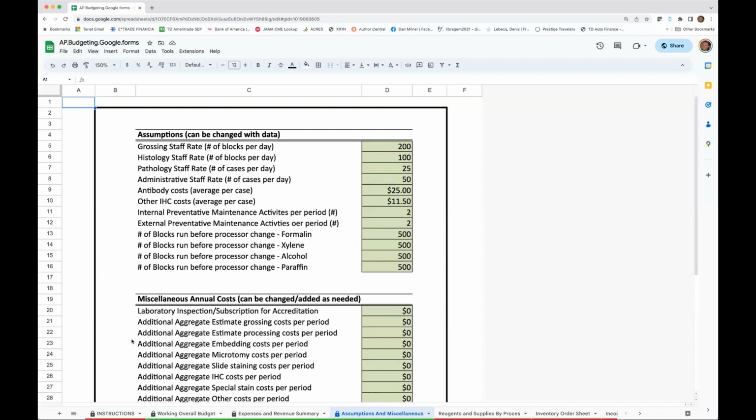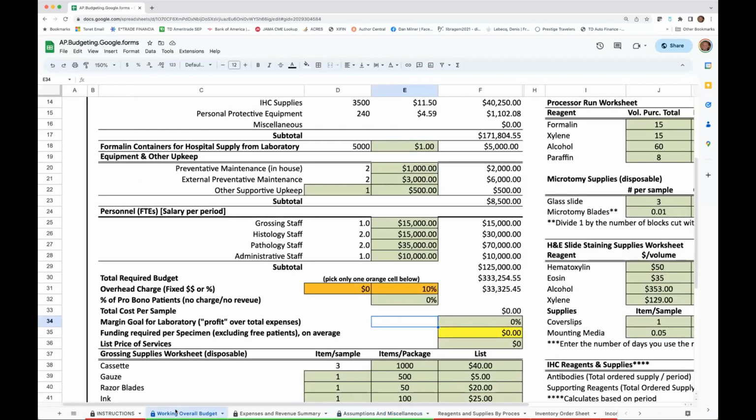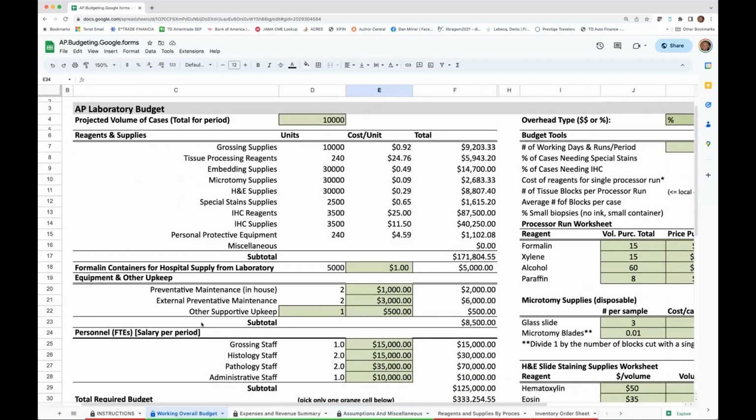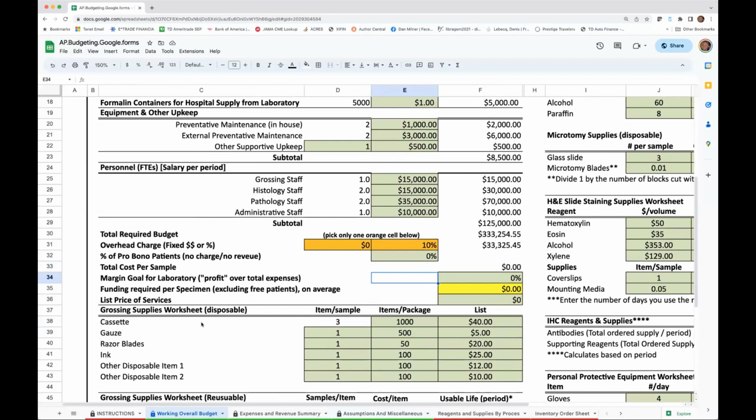Now, let's go back to the main sheet and understand what that does. So what that does is generates the number of staff that you need based on your volume, right? So according to this model, for 10,000 biopsies, remember we're at 10,000, we need 1 grossing staff, we need 2 histotechs, we need 2 pathologists, and we need 1 administrative staff. And we've now said this is how much they cost, and so we've projected our salary budget, okay? Very helpful, right, to be able to do it that way. But here's the key.